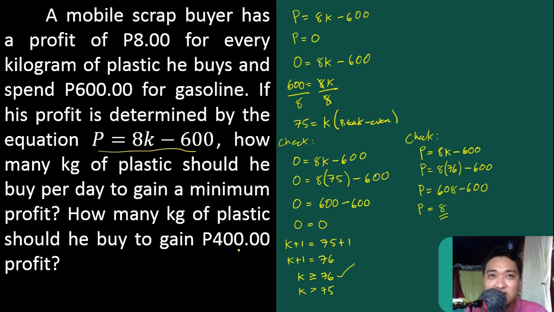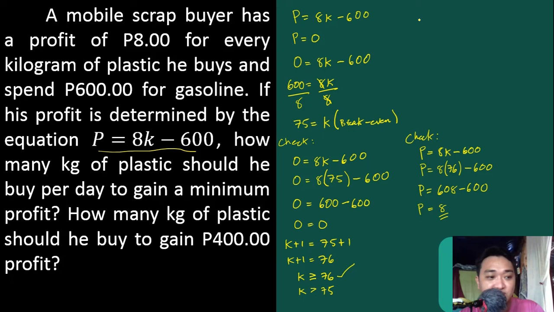So, masyado maliit yung 400. Pero pagpalagay natin na yung gusto ng scrap buyer, 400 pesos yung kita niya for that day, minimum, ilang kilo kaya ng scrap yung kailangan niyang maibalik at maibenta sa junk shop pagkatapos niyang magbote bakal? Sige, let us compute.